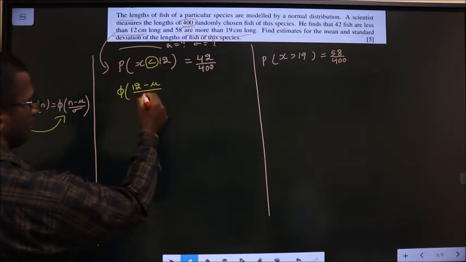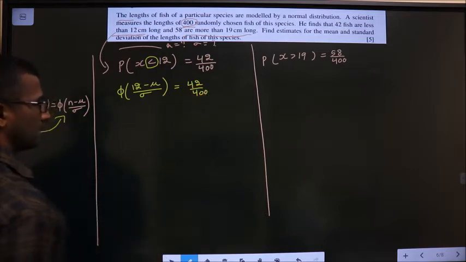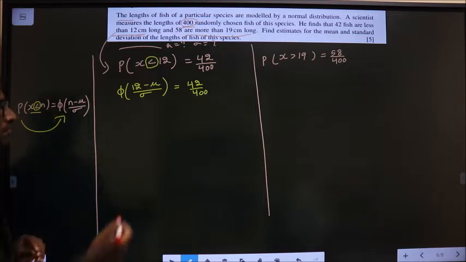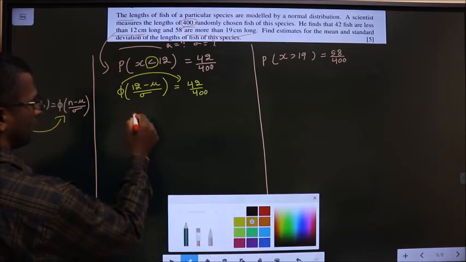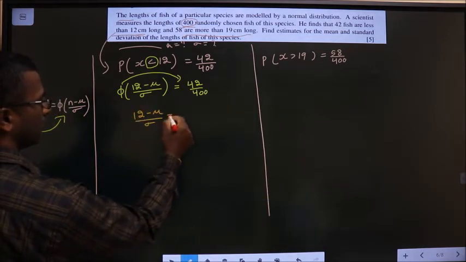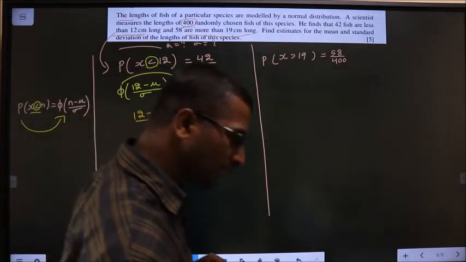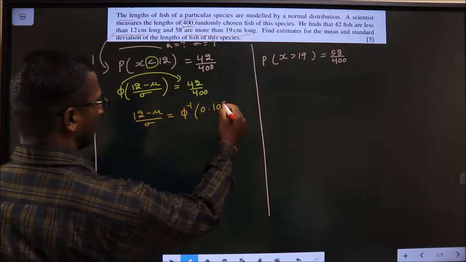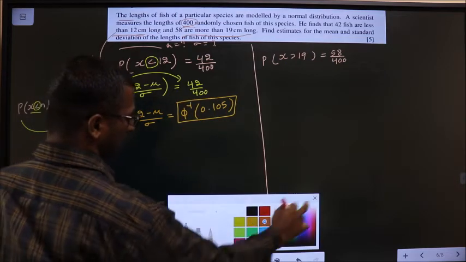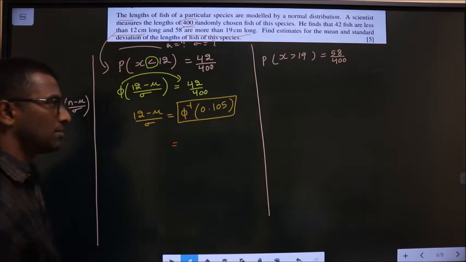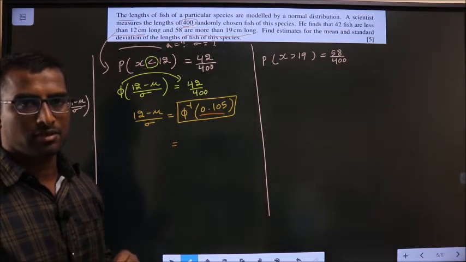12 minus mean not given, standard deviation also not given, equal to 42 by 400. Next, to simplify it further, I have to shift phi to the other side. So when phi shifts to the other side, it will become phi inverse. And 42 by 400 is nothing but 0.105. Now, this value we get from the normal distribution table. But our normal distribution values start from 0.5, and this is less than 0.5.